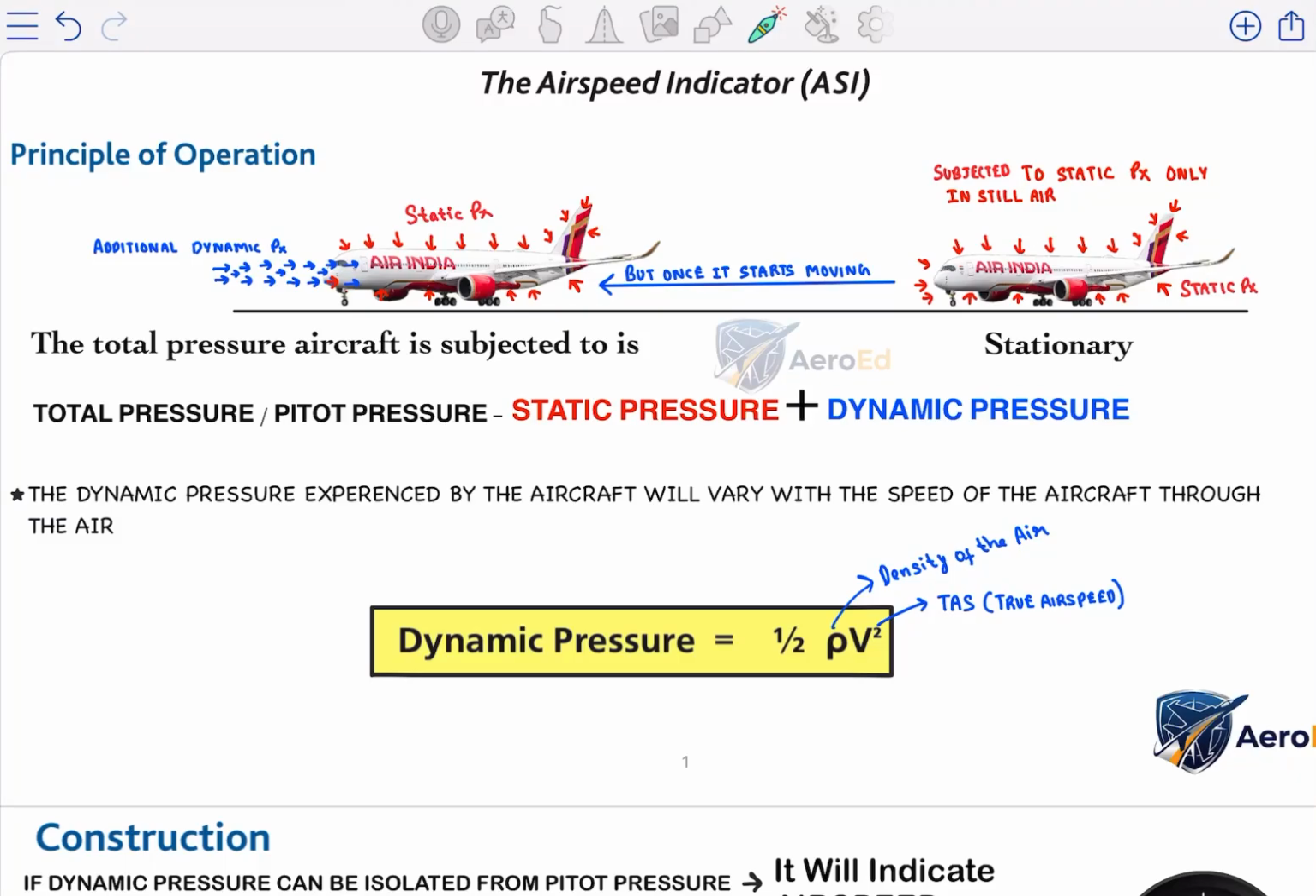Hello future pilots, let's start the second chapter of instrumentation, which is the airspeed indicator. First, I'm going to explain the principle of operation.